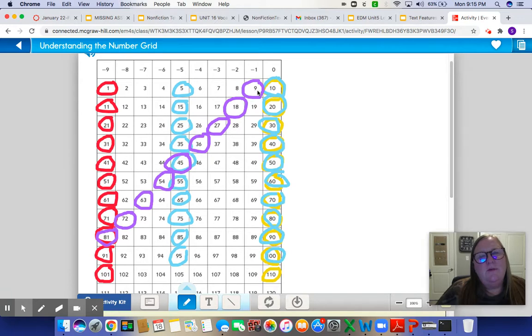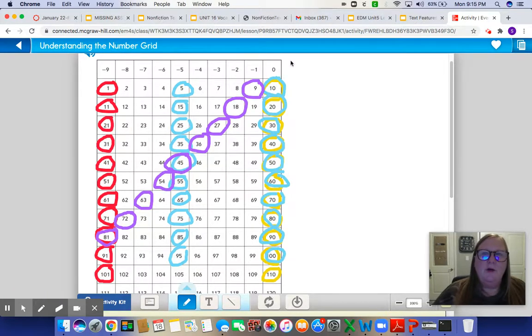So 9 times 1 is 9. 9 times 2 is 18. 9 times 3 is 27. 9 times 4 is 36. 9 times 5 is 45. You also might notice that when we go to the next number, we go down a row of 10 and over 1. Down a row of 10 and over 1, every time. So hopefully you notice that pattern as well.